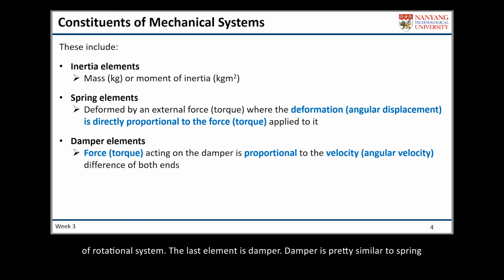The last element is the damper. A damper is pretty similar to a spring, but in this case, the force applied to the element is not proportional to the deformation, but instead to the rate of the deformation, or in other words, the velocity. Again, of course, if you are dealing with a rotational system, it's the angular velocity.